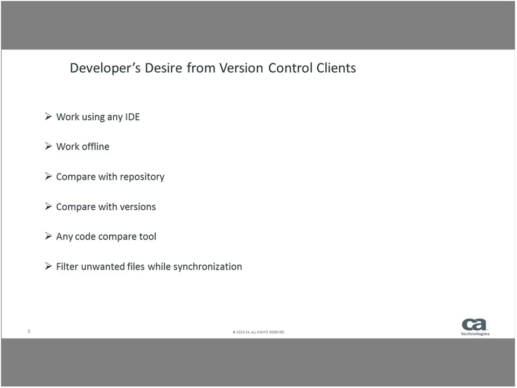And the last one is filtering unwanted files while synchronizing. I can give an example: if you are working with any Java project, a bin folder gets generated, wherein all the .class files will be there. But while synchronizing, I should be able to filter all such files and folders. These are a couple of the desires which developers generally have while working with version control.